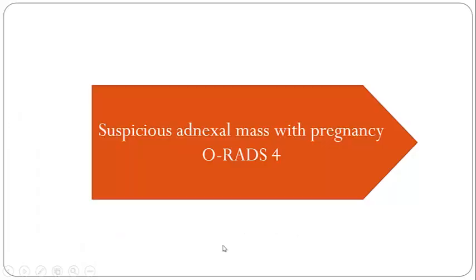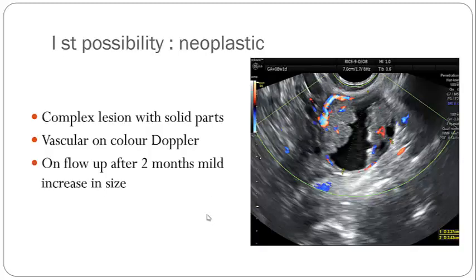So then we have to think. We have a suspicious adnexal mass with pregnancy. We put it O-RADS 4. The patient was 8 weeks, so it's not worth to do MRI in that period because the baby is so small, and preferably not to do fetal MRI before 12 weeks. The first possibility that this mass is neoplastic.